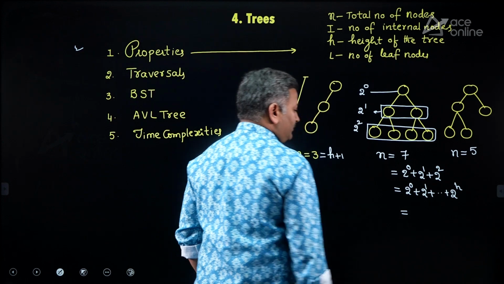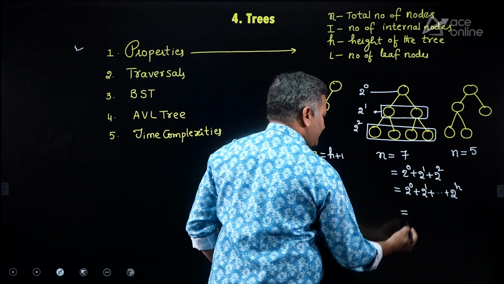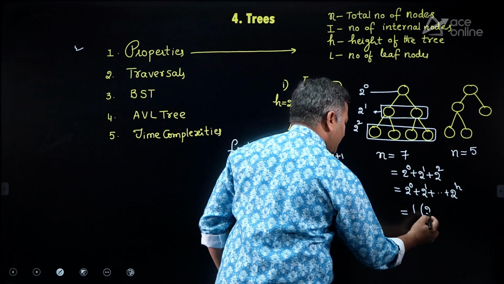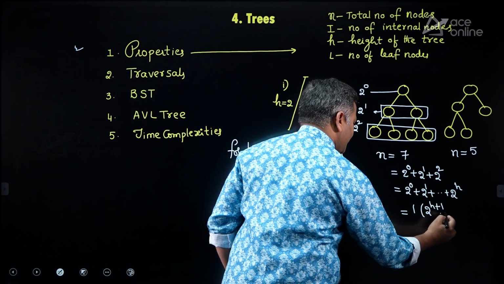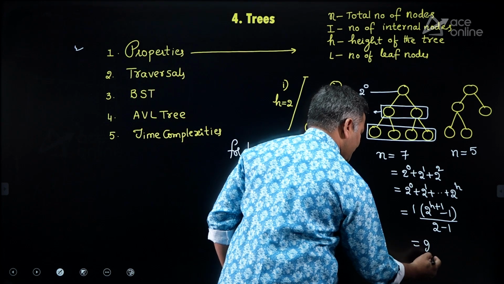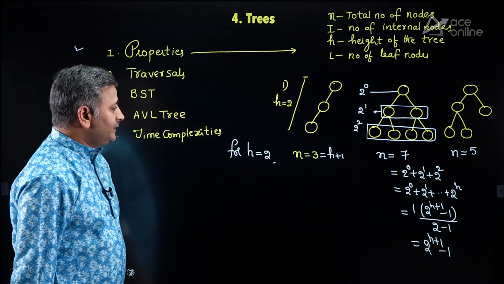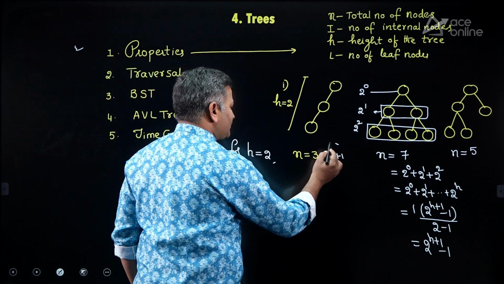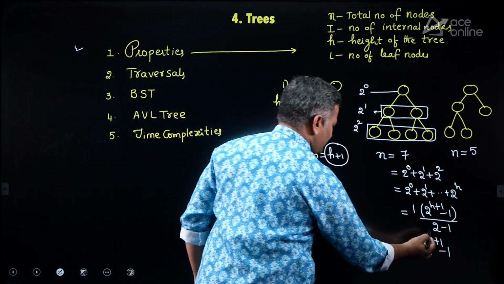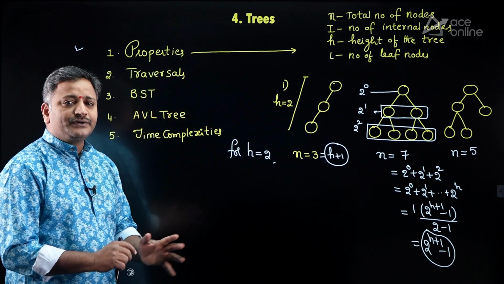So this is following a geometric progression. In geometric progression, the sum of h plus 1 terms is a into r to the power of h plus 1 minus 1 by r minus 1, which equals 2 power h plus 1 minus 1. Right, friends? Okay. So, therefore, the minimum number of nodes is h plus 1 and the maximum number of nodes is 2 power h plus 1 minus 1. Based on this topic, there are frequently asked questions in the GATE paper.